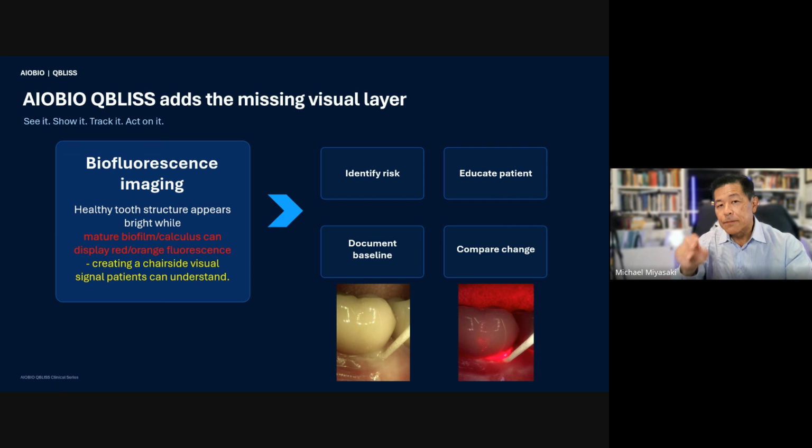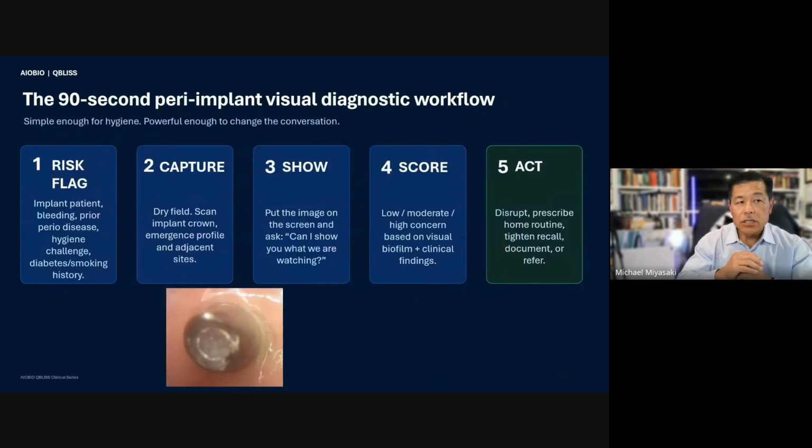Patients have a hard time seeing it in the white light image, but with the red light image, they can see that red glow. They know that that's not good. So what do we do clinically? The workflow is very, very fast. It's not something that's going to take you a lot of time. What you're going to do is just identify the risk.